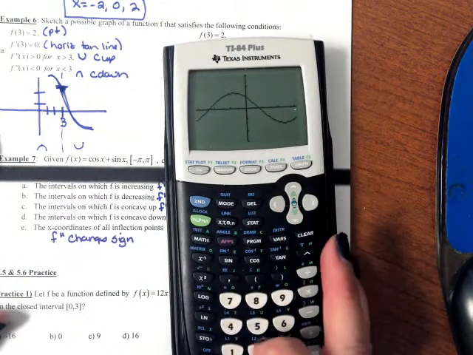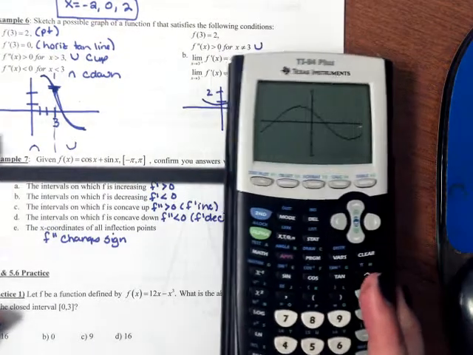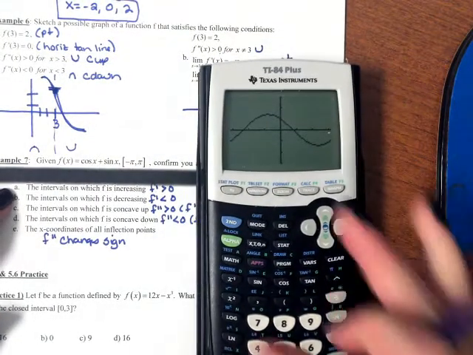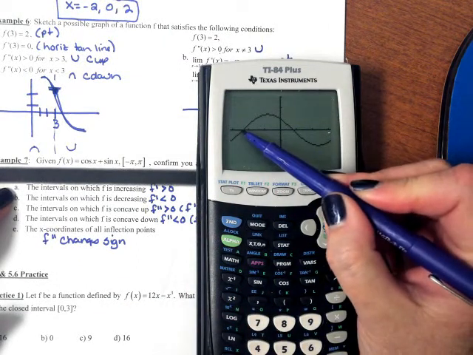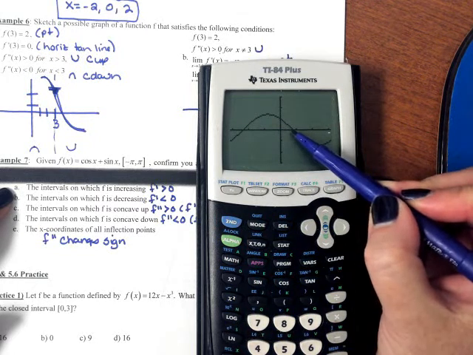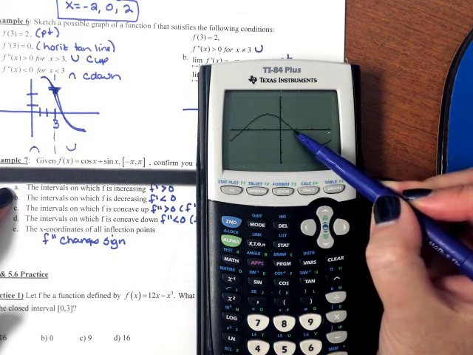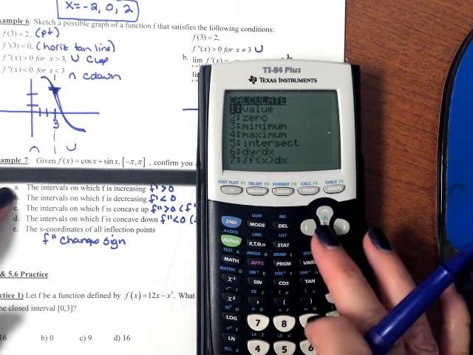So when I take a look at this particular one, where is f prime greater than 0? So remember, this is the graph of f prime. So we can see that f prime is above 0 from here to here, and that's it. So I need to find these two x-intercepts. So I'll go under second trace, 0.